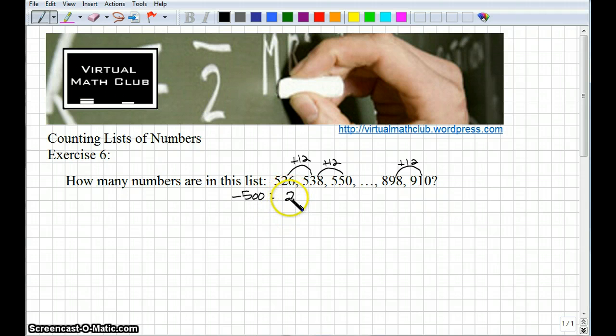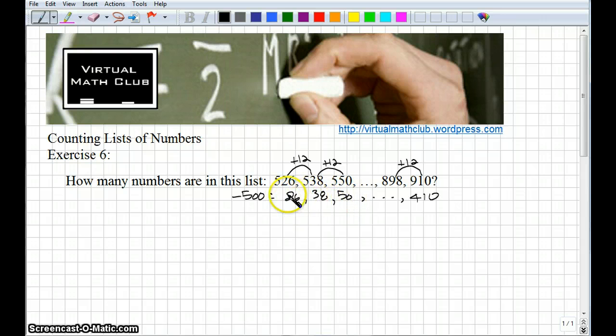So we'll get 26, 38, 50, all the way to, what is this, 410. Okay, so now we've got some numbers that are more manageable. And the other thing too, the difference is still 12 between the consecutive numbers.